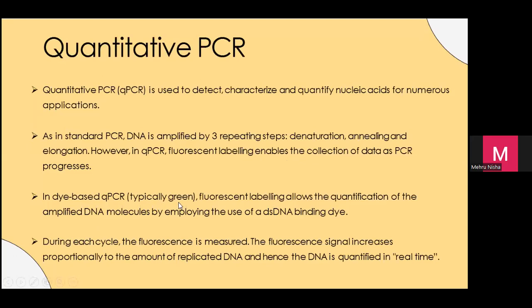In dye base, typically green, fluorescent label allows quantification and amplification. So based on the dye system ini, you akan dapat amplicon. During each cycle, the fluorescence is measured. So this is what the machine will measure and give you a real-time result. Sebab tu yang ni top technique ni. The only thing is this is a bit expensive. The fluorescent signal increases proportionally to the amount of DNA replicated. And this is called as real-time.